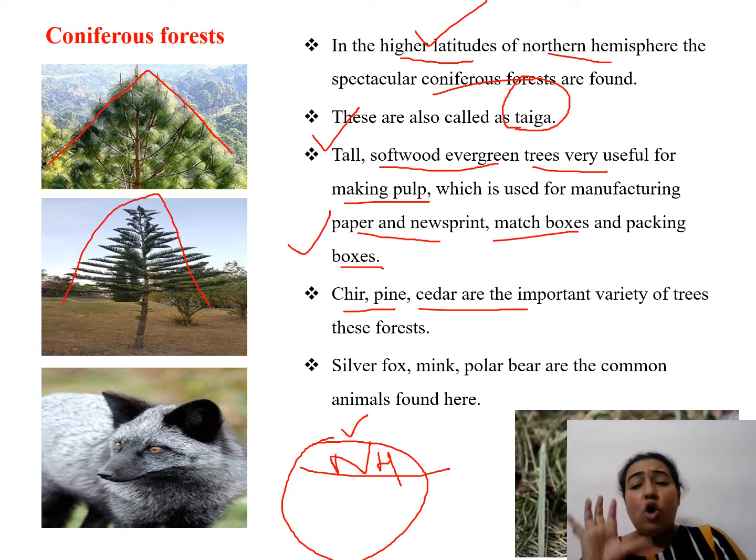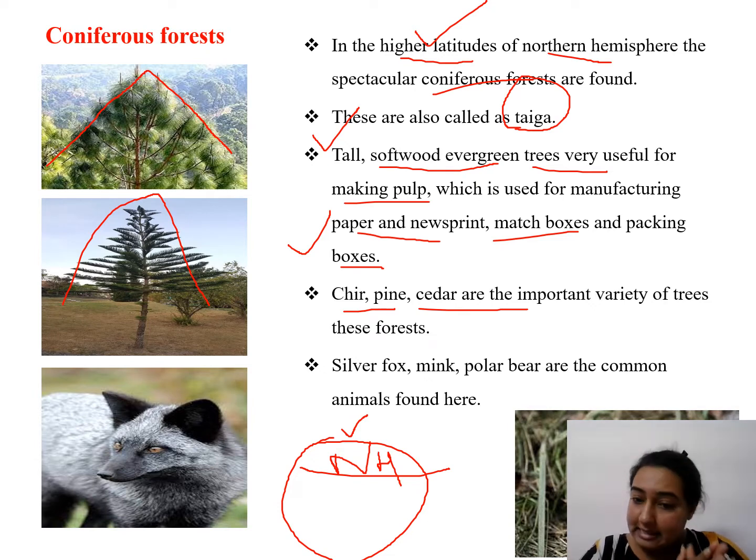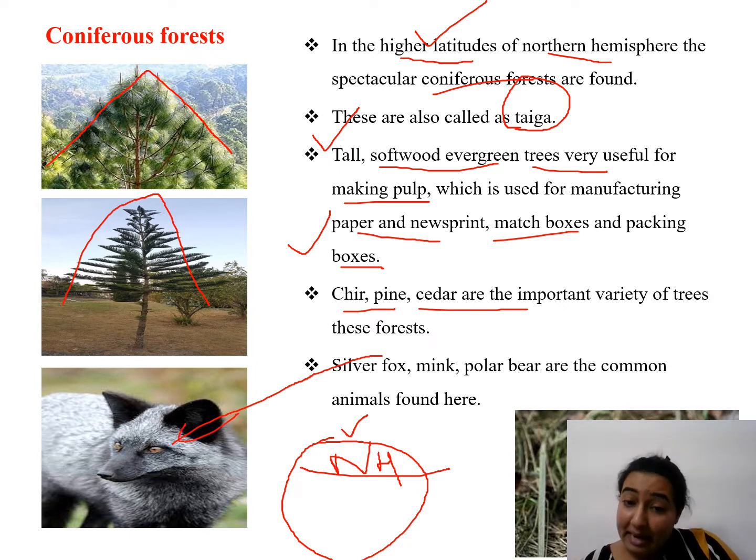Now, where coniferous forests are found, it is not just forest; it has a mixture of wildlife as well. So let's study what type of wildlife is found. We can find silver fox. This is a silver fox. We can find mink, another type of polar animal. Polar bears are the common animals that are found in and around the northern hemisphere, specifically coniferous forest.